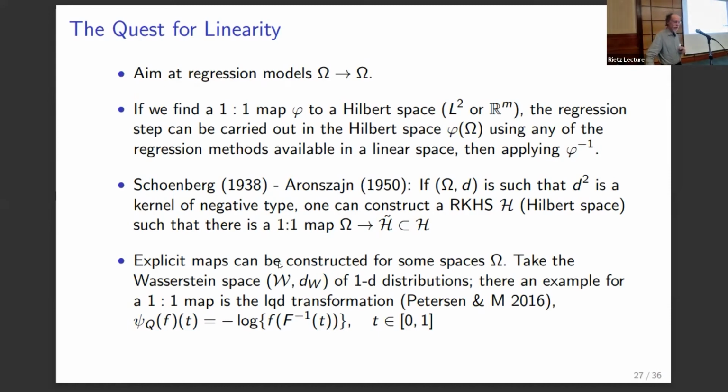For other spaces, you can construct explicit maps that map to linearity. For example, for one-dimensional distribution, there is a so-called LQD transformation, which is a one-to-one map into a Hilbert space. So then you are in L2, you map your distributions into L2 space. There you do whatever regression you want, like I showed before. The Hilbert space regression, very well developed, tons of models to choose from. Do your favorite model there, transform back.